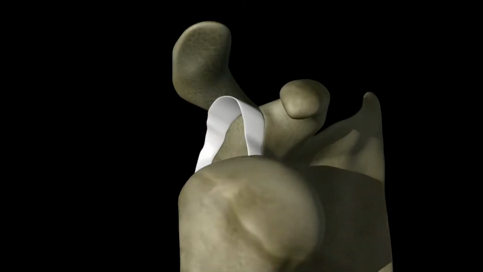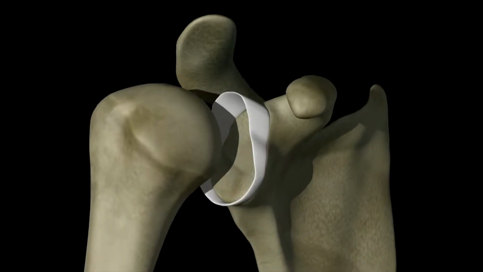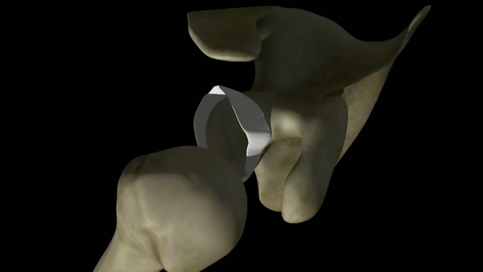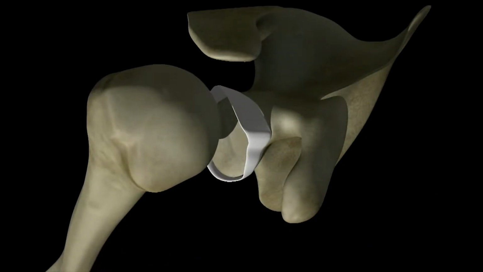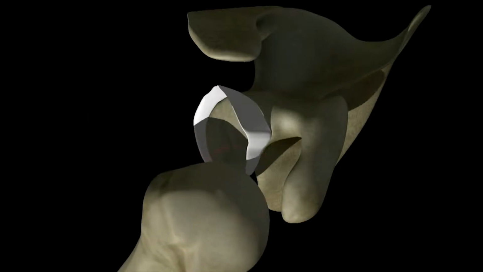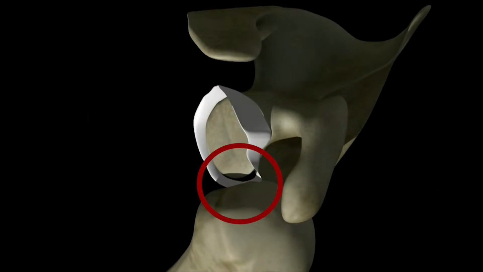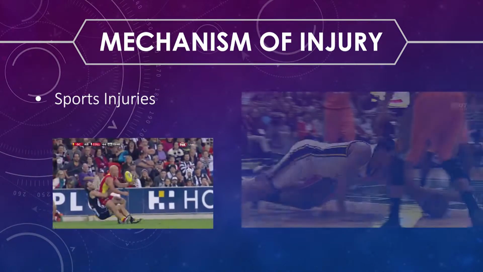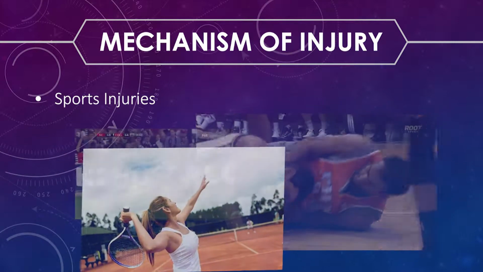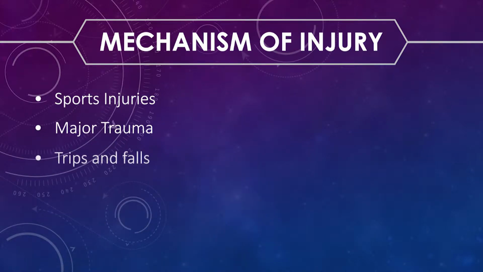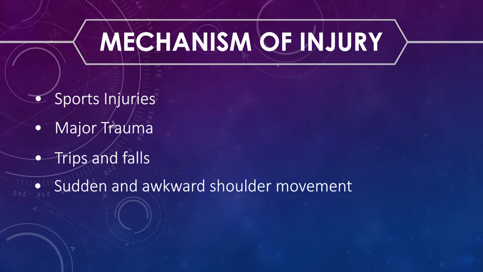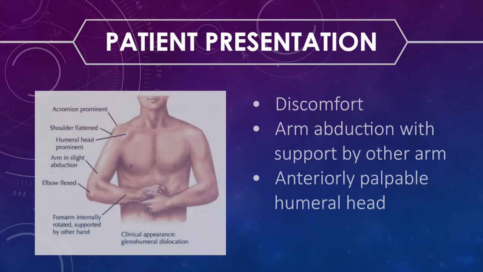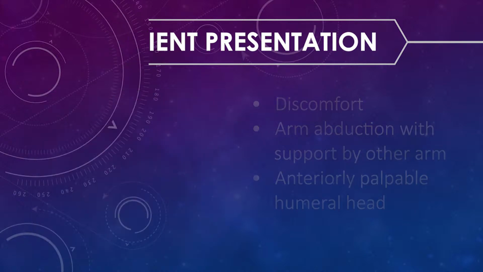Bankart lesions usually occur due to an anterior shoulder dislocation when an applied force impacts on an arm in abduction, extension, and external rotation, tearing the anterior-inferior labrum in the process. Anterior shoulder dislocations are caused by sports like football, basketball, and lawn tennis, but most are caused by major trauma, trips and falls, and sudden and awkward shoulder movements. The patient is usually in some discomfort with the arm in abduction, supported by the other arm with the humeral head palpable anterior to the glenoid.